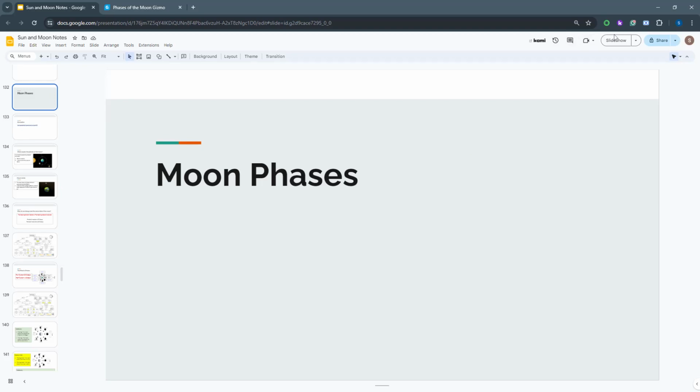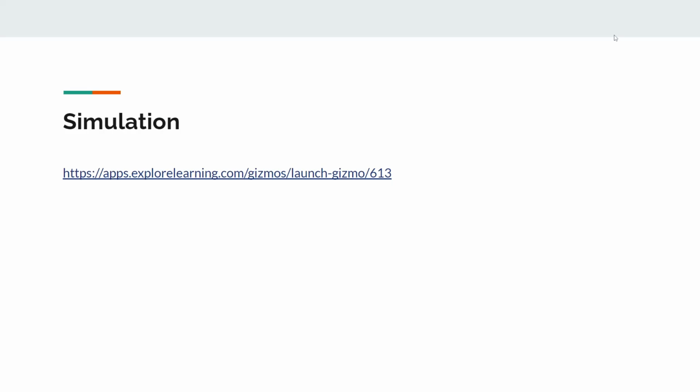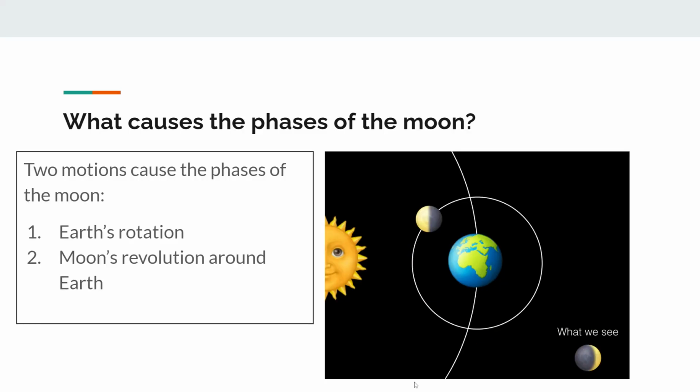Hey guys, so today we're going to talk about the phases of the moon. So let's get started. The first thing I want you to know is how the phases of the moon work.